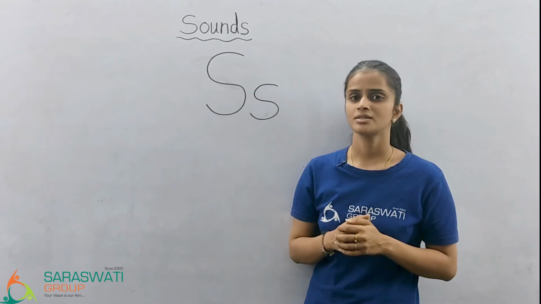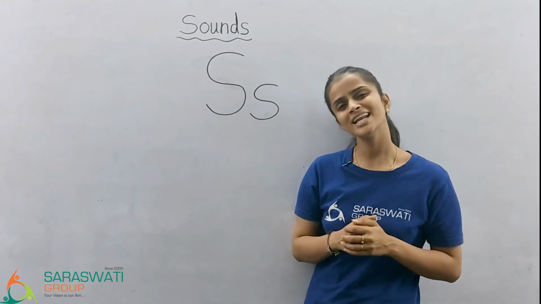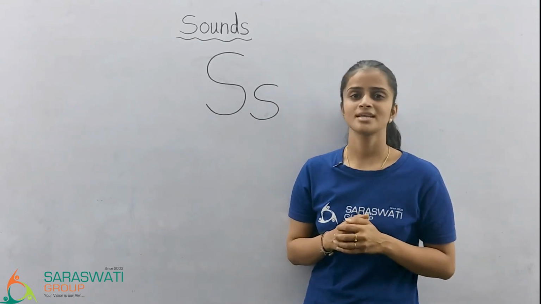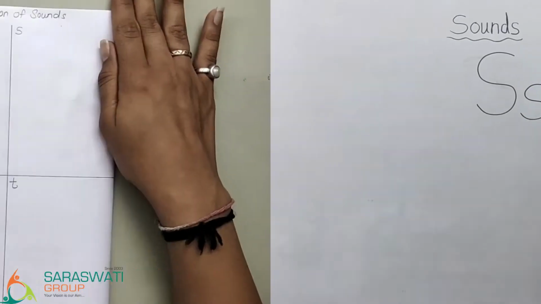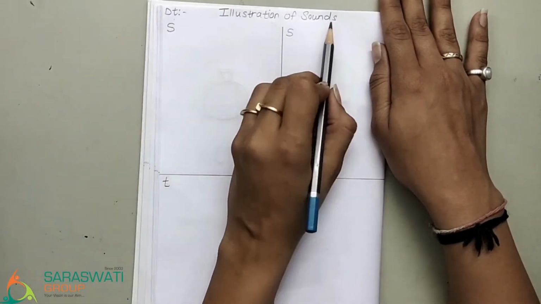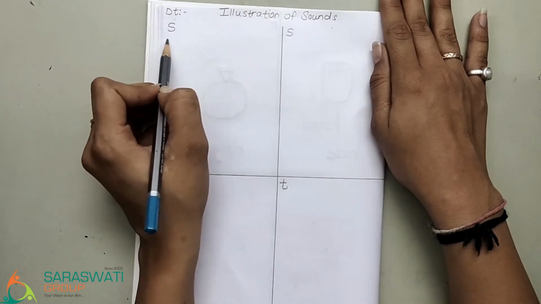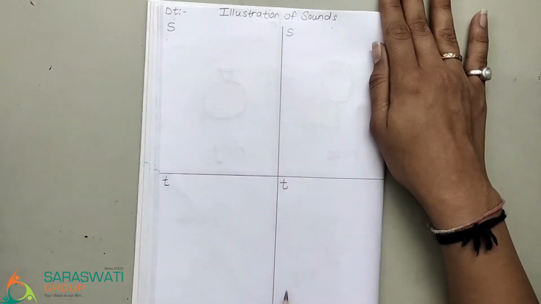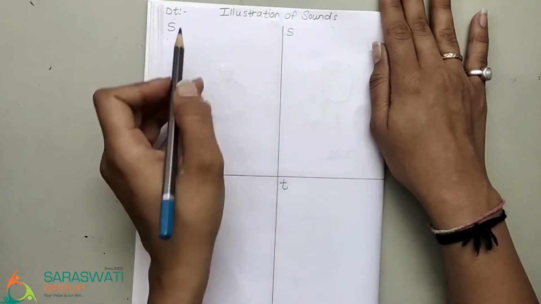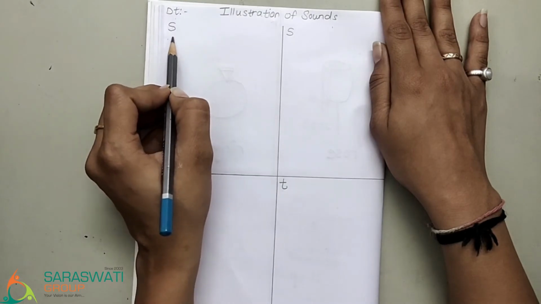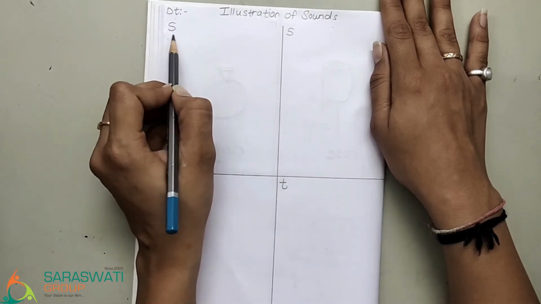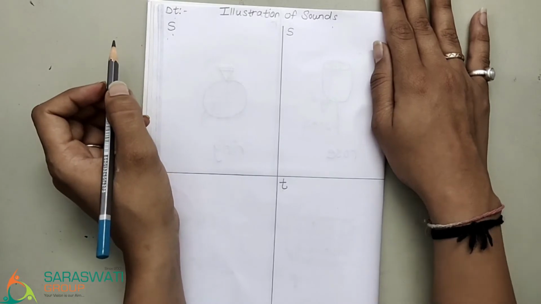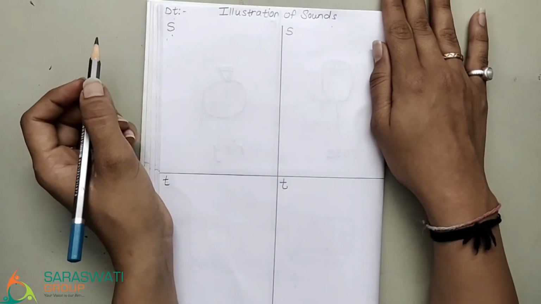Yes, so kids, now Didi will give you the demo for illustration of sound. Now we will do the illustration of sounds, and on the left side write today's date and draw 4 boxes like this. First of all, we are going to do the illustration of sound. Yes, so see what Didi is drawing.